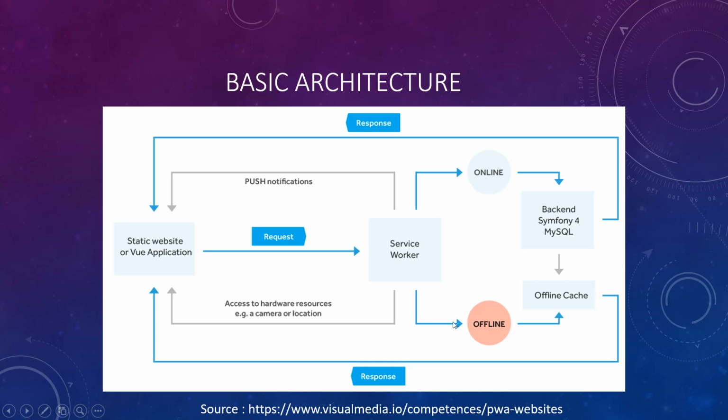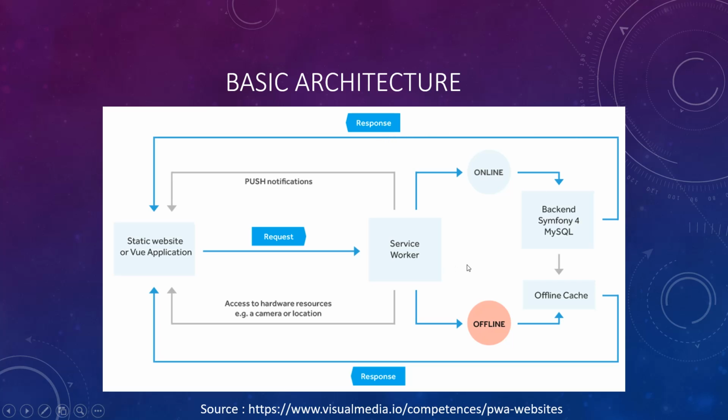So this is the basic architecture of a progressive web app. When you install a progressive web app, it also installs a service worker in your web browser or mobile device. For example, you have a static website or any application which sends a request to the service worker, then it evaluates whether you need to get data from an online source or offline. If your application is online, then it accesses or updates data from your backend, like MongoDB, MySQL or any other backend service, and then it responds back to your application.